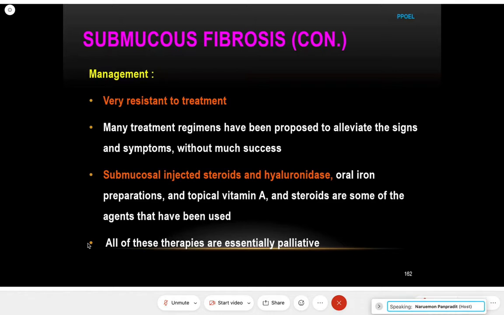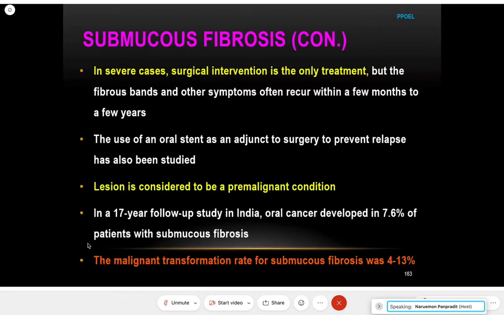If there is too much difficulty opening, we need some injection of steroid or hyaluronidase to release, or some oral surgery to release the mouth that cannot open. But after surgery, the fibrosis can come back again, so the exercise is also important. This lesion is a pre-malignant condition or potentially malignant disorder. The transformation rate is maybe about 4 to 13% from some studies.